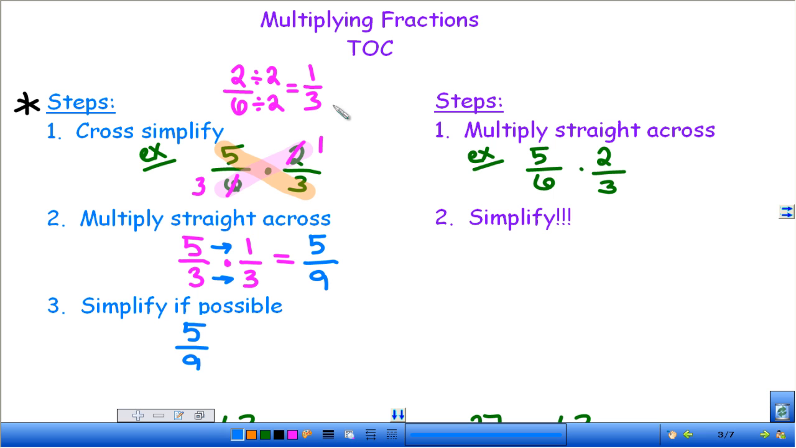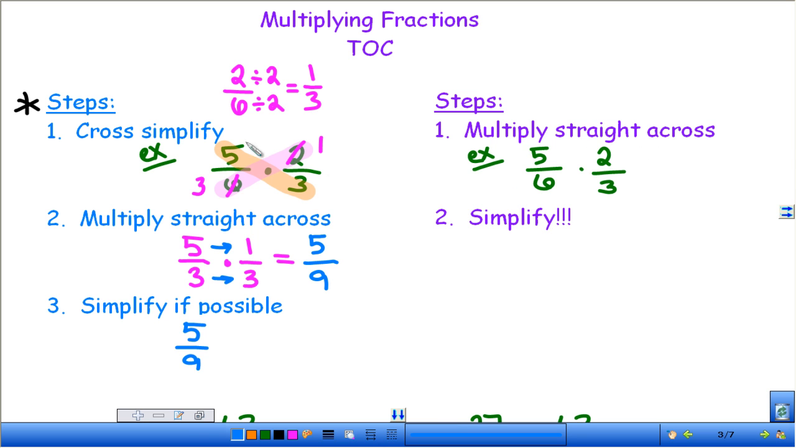Okay, I don't expect you to understand this right now. I know this is brand new, but just follow along with me. We're going to do a bunch together on the next page. I'm going to quickly show you these steps right here. I know it looks shorter, but really in the long run, it's not that much shorter. Okay, you can multiply straight across.